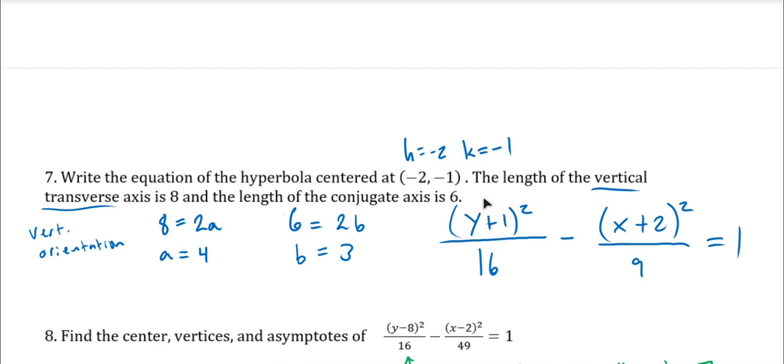Now, this y value is our k. It needs to go along with the sign change right here next to the y, because this is y minus k in the formula. And then x minus h will be minus 2, so we need an x plus 2 here. Now, it's vertically oriented, so we're going to put our y value first over a squared, which is 16, and this one will get our b squared and the minus sign. All set equal to 1.